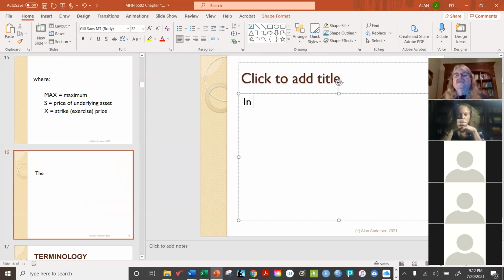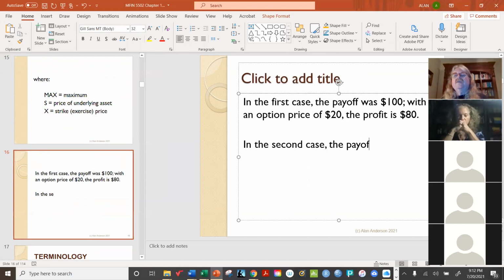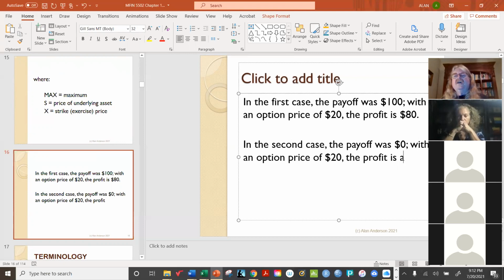So in the first case, the payoff was $100 with a price of 20, the profit is $80. In the second case, the payoff was zero with an option price of 20. The profit is actually a loss of $20.